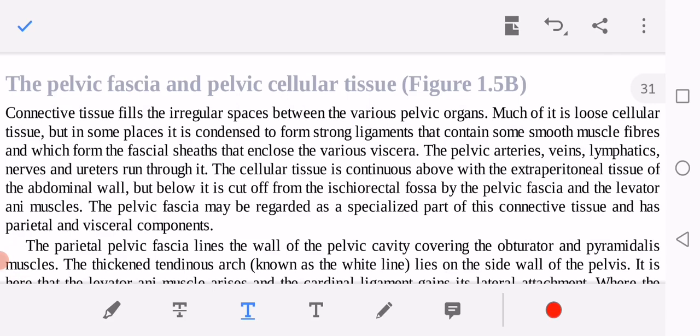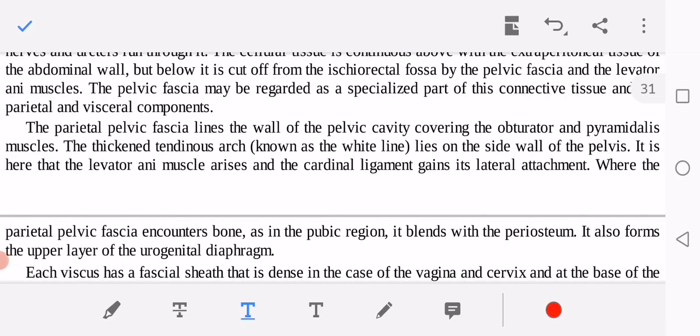The pelvic arteries, veins, lymphatics, nerves, and ureters run through it, and the cellular tissue is continuous above with the extraperitoneal tissue of the abdominal wall, but below it is cut off from the ischiorectal fossa by the pelvic fascia and the levator ani muscles. The pelvic fascia may be regarded as a specialized part of this connective tissue and has a parietal and a visceral component.